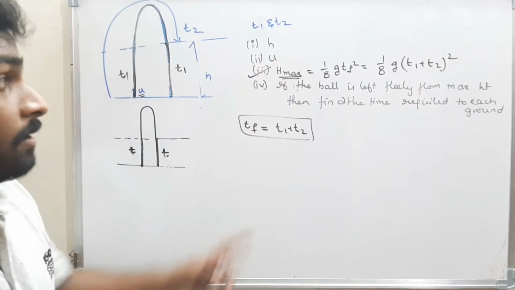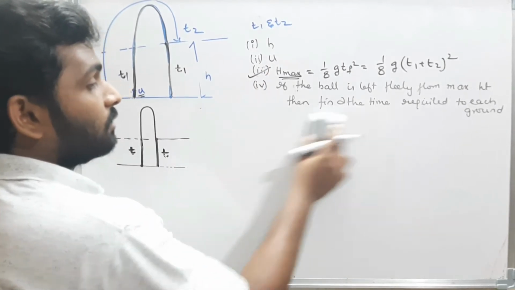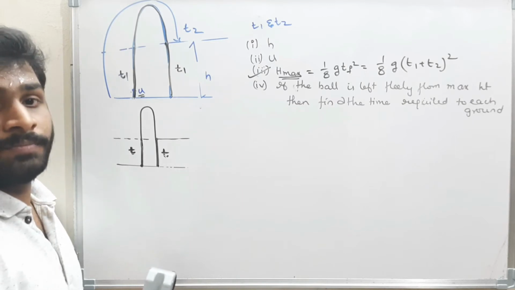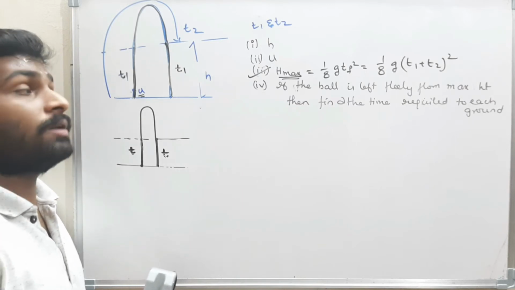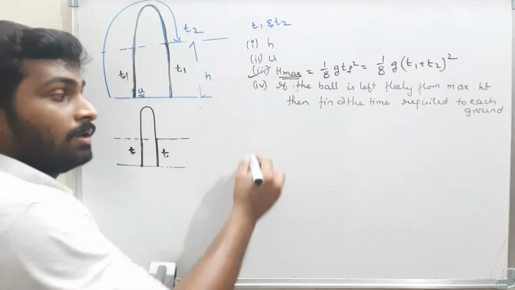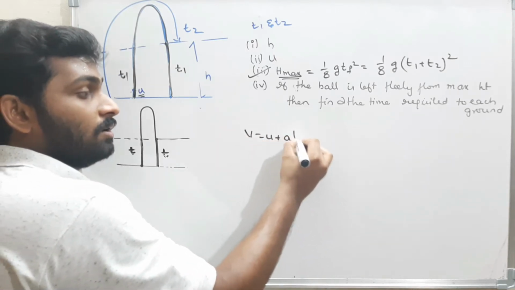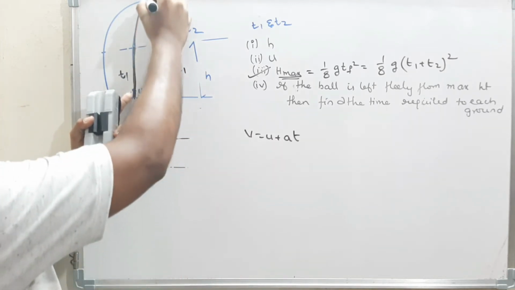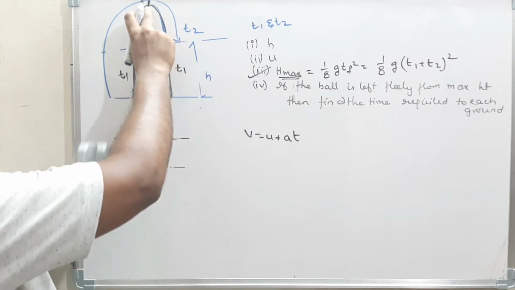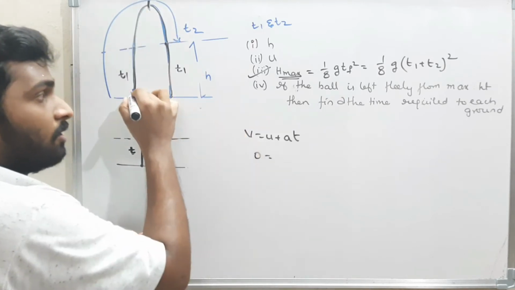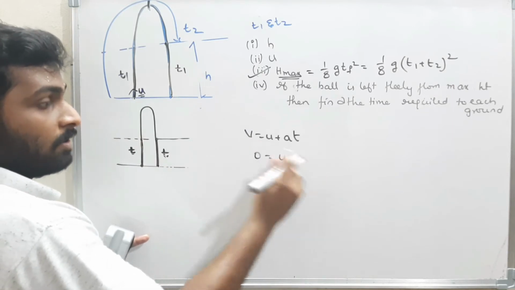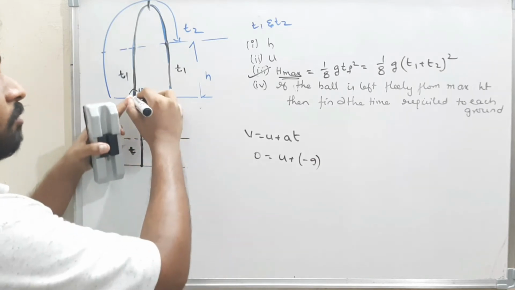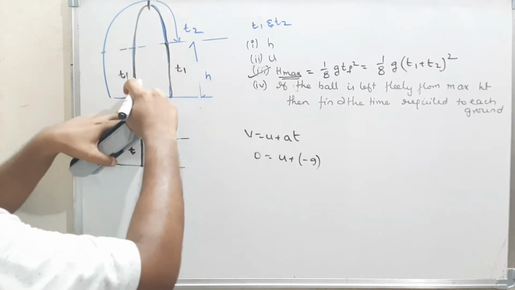Now next one. U, initial velocity. How can I find the initial velocity? I can find the initial velocity by using v is equal to u plus a t. Now I am taking from the ground to maximum height. What is the velocity at the top, at maximum height? The velocity is 0. The initial velocity is u. And what is the acceleration when the body is moving up? Minus g. Now what is the time? The time taken by the body to move from here to here.